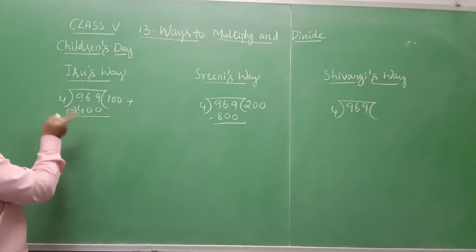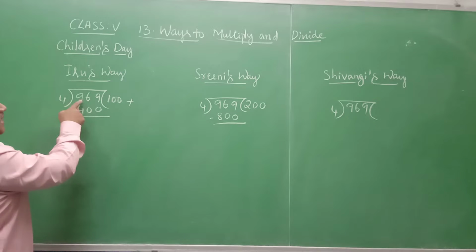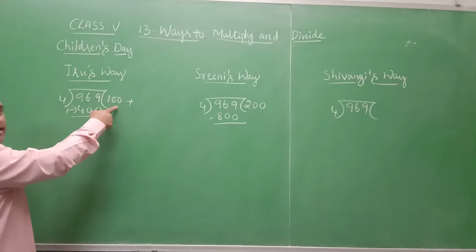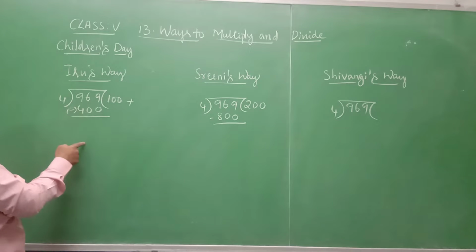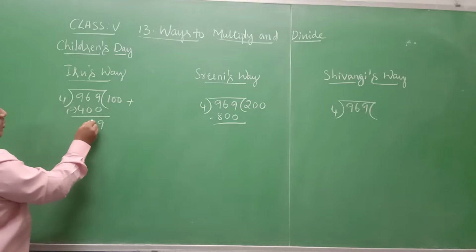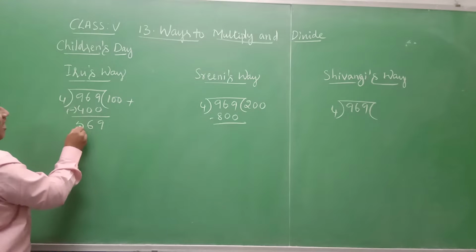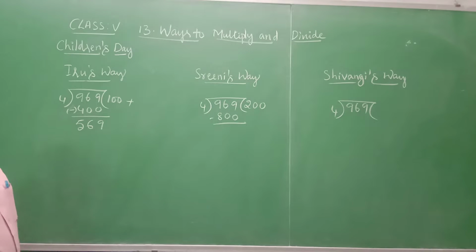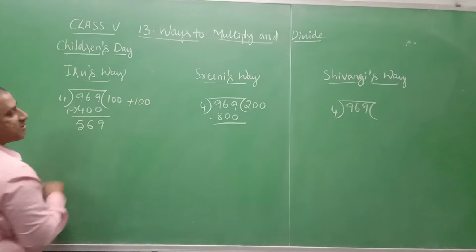What did he do? First he divided 969 by 100 times. 4 into 100 is 400. Subtract: 9 minus 0 is 9, 6 minus 0 is 6, 9 minus 4 is 5. We get 569. Again he did 100 times.